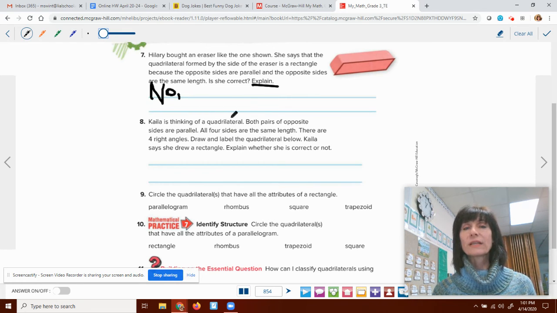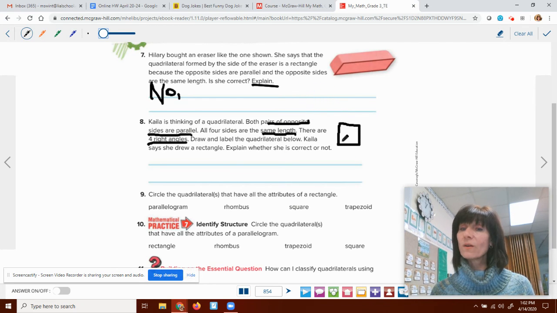Kaylee is thinking of a quadrilateral. So I have a shape that's 4 sides. Both pairs of opposite sides are parallel. All 4 sides are the same length. That's important. Same length, all 4 sides. Sides are all parallel. There are 4 right angles. Draw and label the quadrilateral below. Kaylee says she drew a rectangle. Explain whether she is correct or not. So think about it. It sounds like she's talking to me about a square, but could a square be called a rectangle?